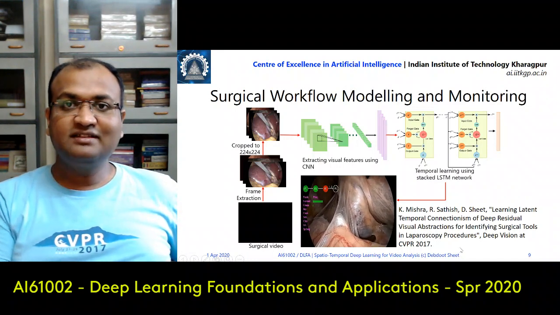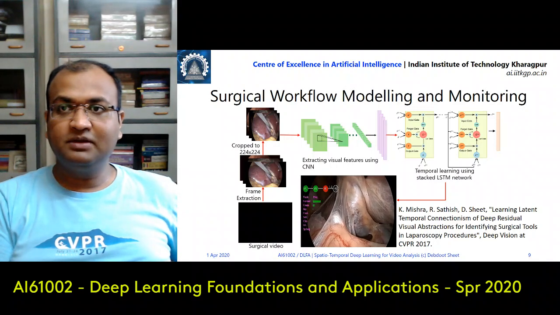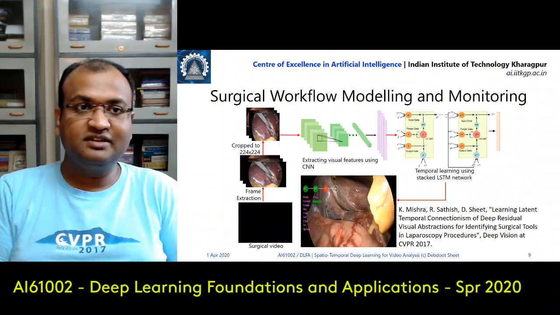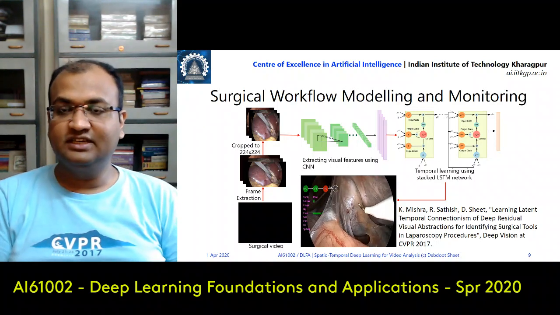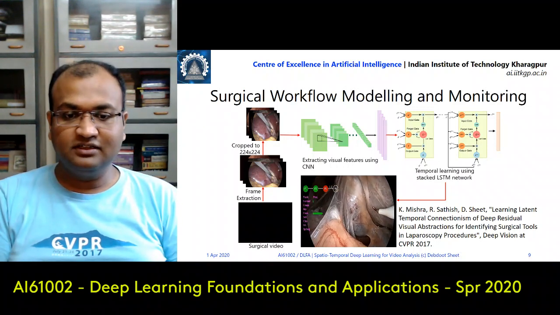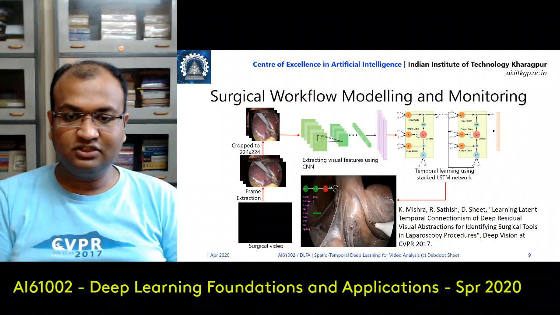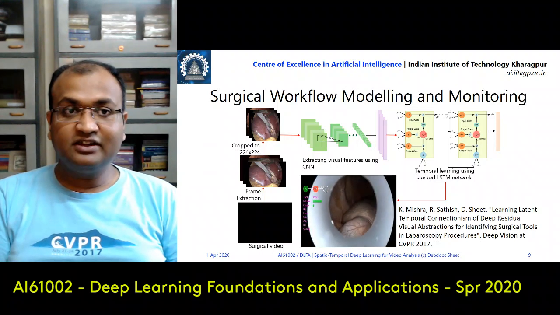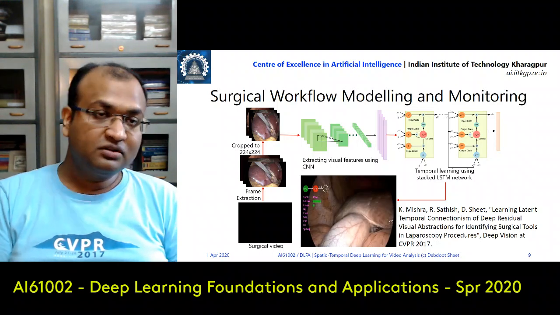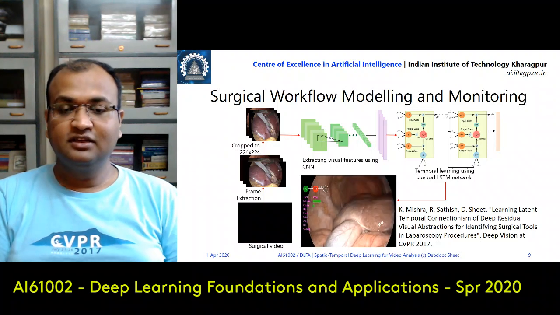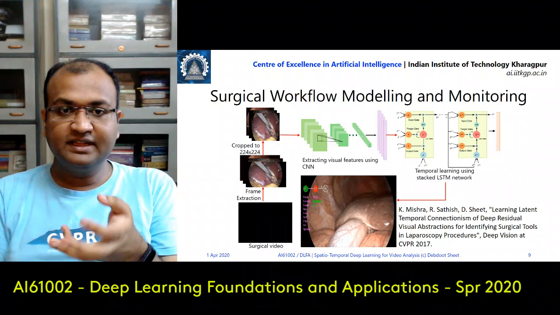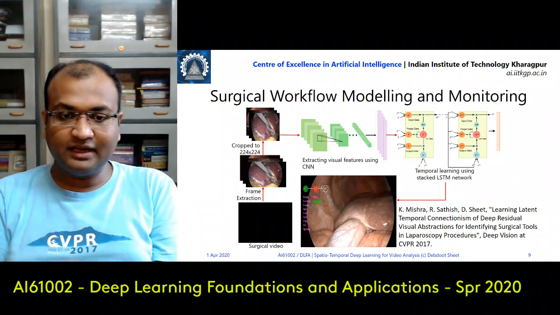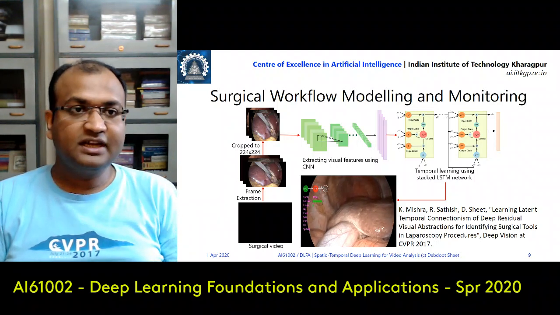Where this helps in the complete caregiving environment or during surgery is that with every single phase you have a set of tools which are associated. These tools are very specific to a particular phase of surgery, and that set of tools needs to be prepared before the phase of the surgery commences. So if you are able to predict very accurately ahead of time that this is the next upcoming phase while I am at this one, then you can get prepared with the tools.